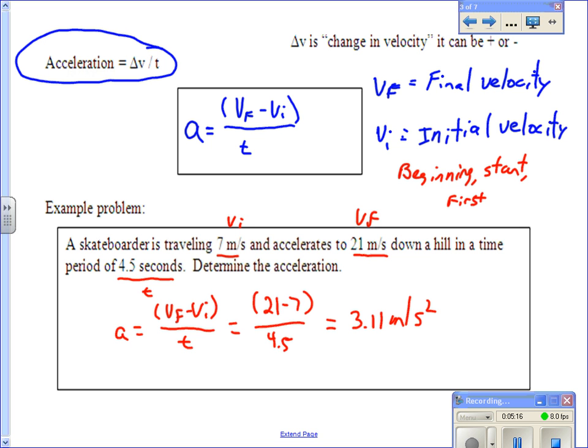Grab your calculator and make sure you can use it. Make sure that you put the parentheses in there. If you get something like about 19 or 20, that means you didn't put the 21 minus 7 in parentheses, because it's going to do 7 divided by 4.5 and then subtract that from the 21. So make sure you use parentheses, or you can hit 21 minus 7, enter, divide by 4.5. Whatever works for you. It's your work. You just have to get it right.